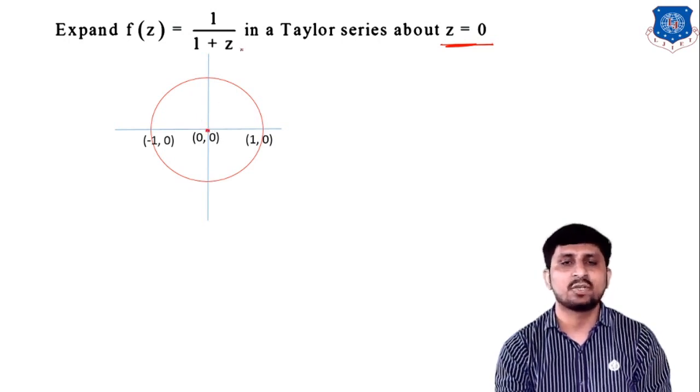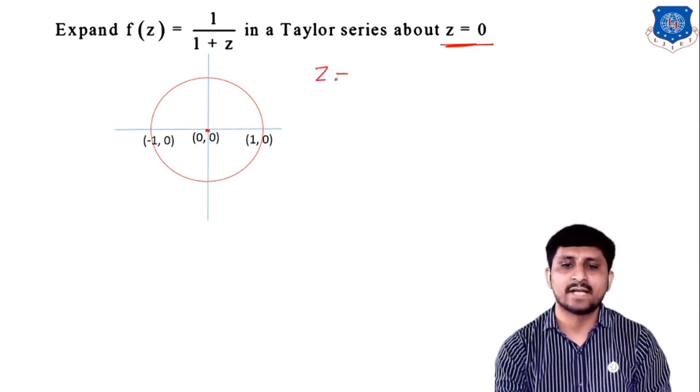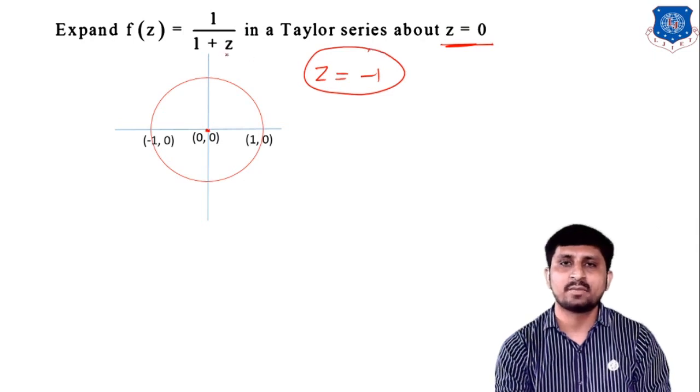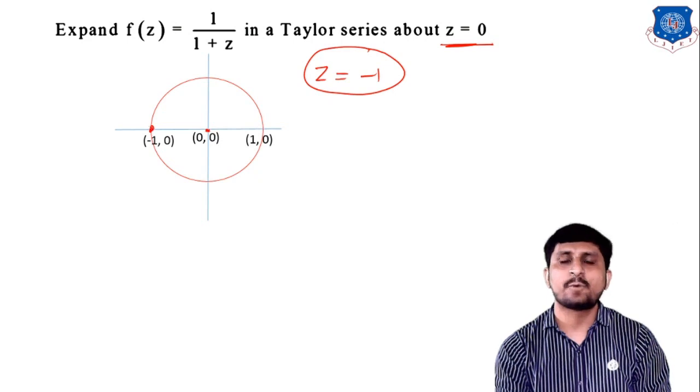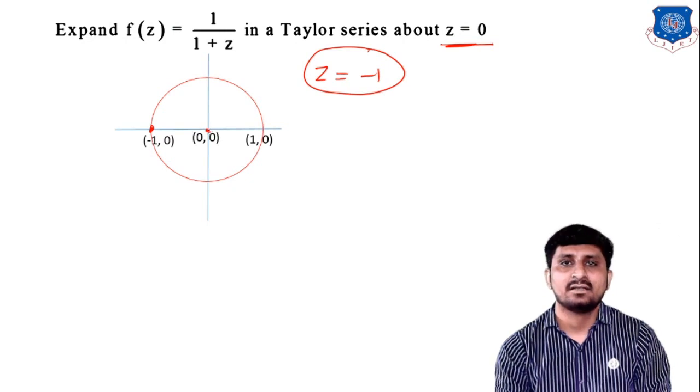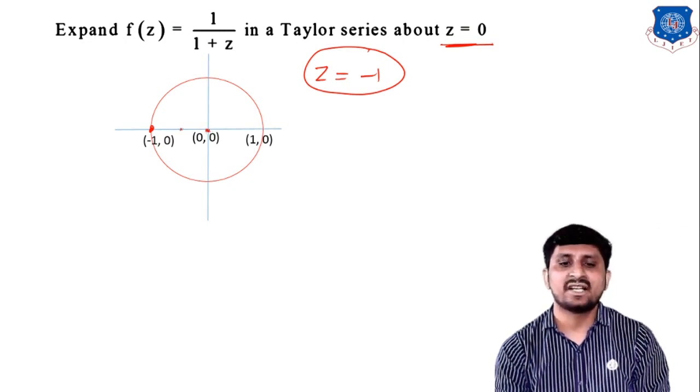Now the function is 1 upon 1 plus z, which is not analytic at point minus 1, because at point minus 1 your denominator becomes 0. So this is the point minus 1, 0. At this point the function is not defined, the function is not analytic. So I can take a circle with maximum radius 1. Center point is 0, 0 and I can take radius 1.